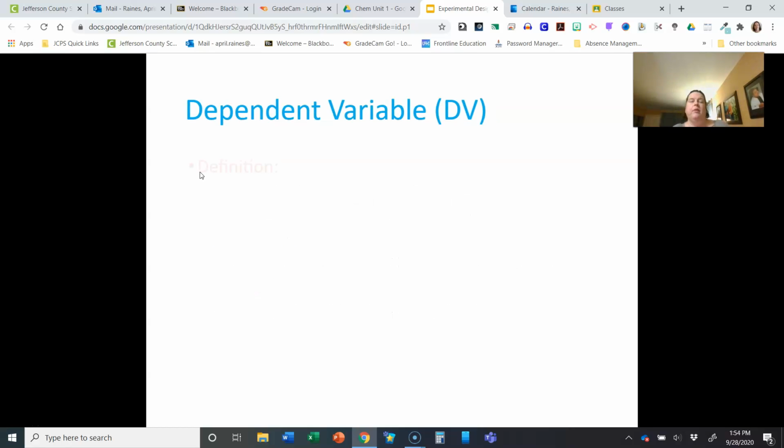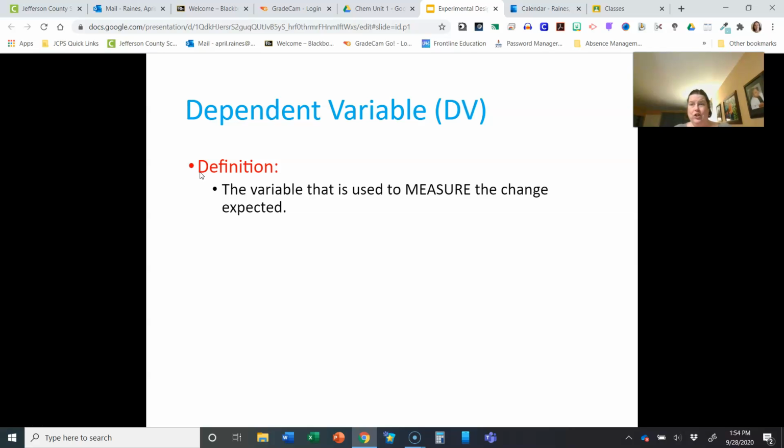The dependent variable is defined as the variable that is measured. It is being measured because we want to see what change the independent variable makes. How can we tell if there's a difference between independent variables by measuring this? The question we need to ask is, what is being measured in the experiment?